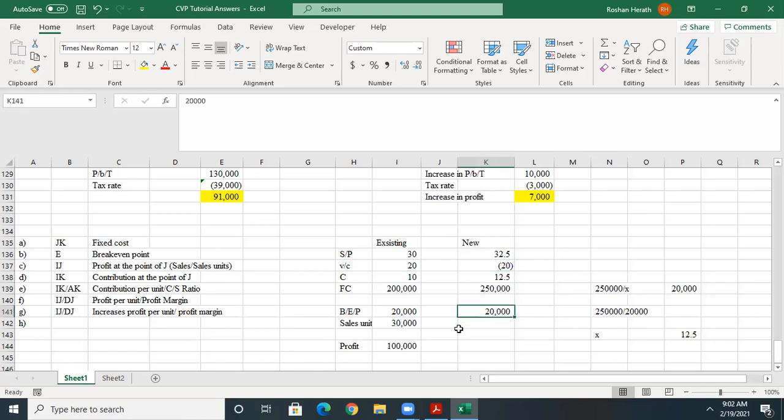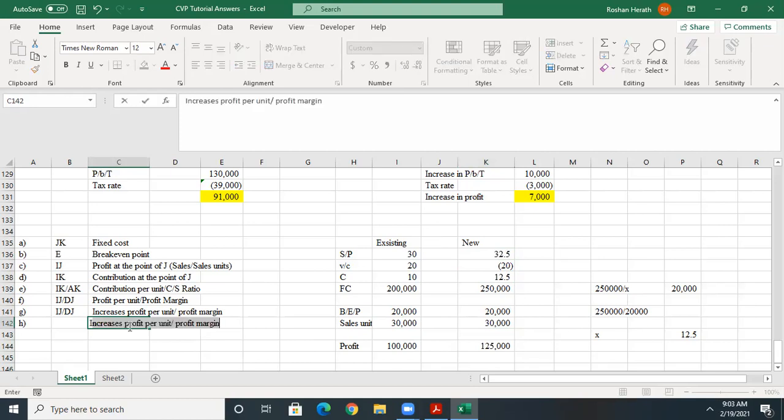So you add the same break even. So you are supposed to identify the sales unit. So let's assume you operate at 30,000. Then what is your profit? It's simply 10,000 units into 12.5. So you're making a profit of 125,000. So therefore, the answer must be the profit increases.